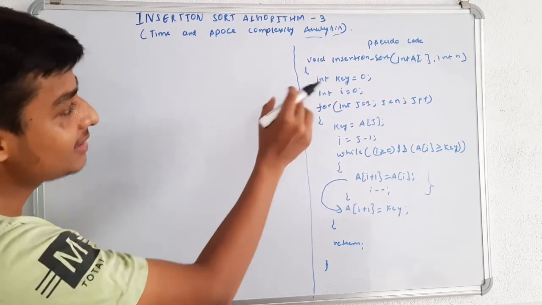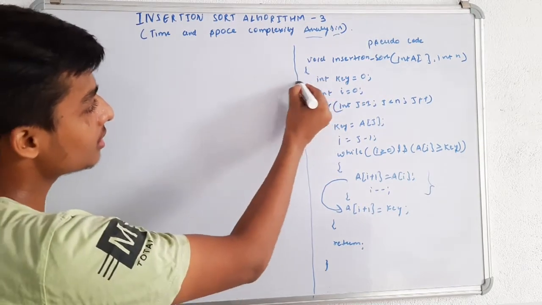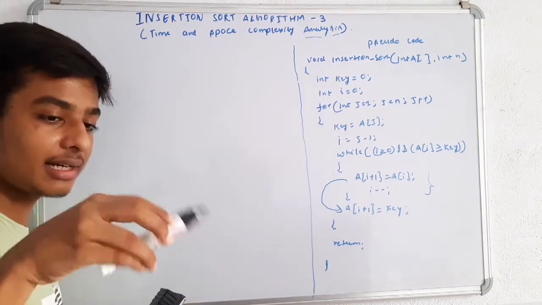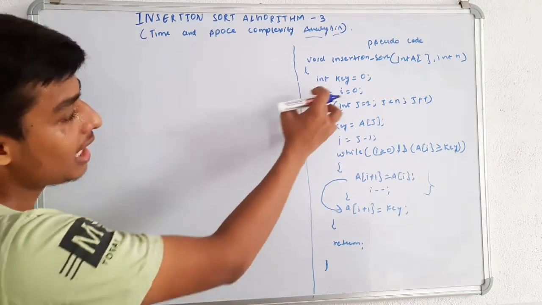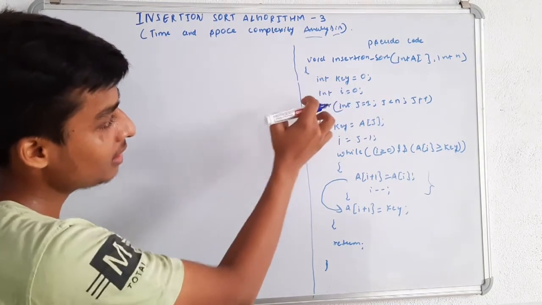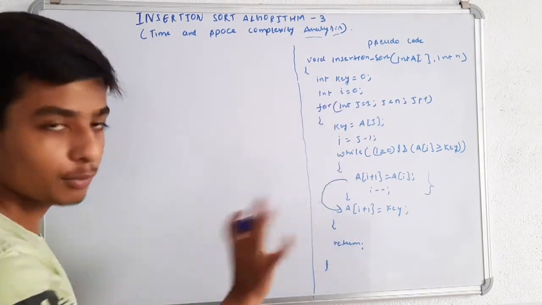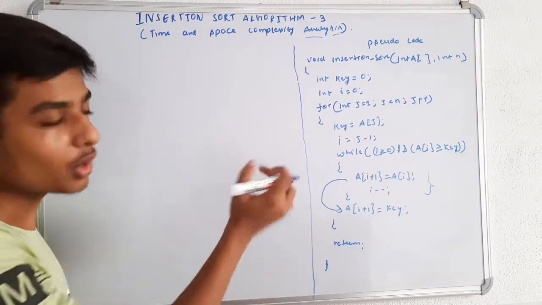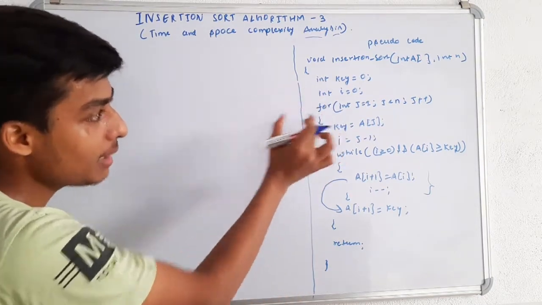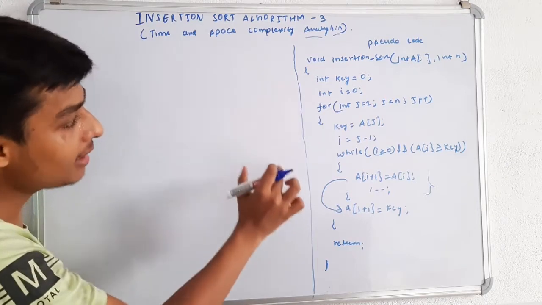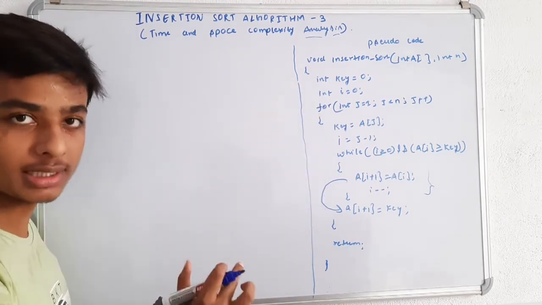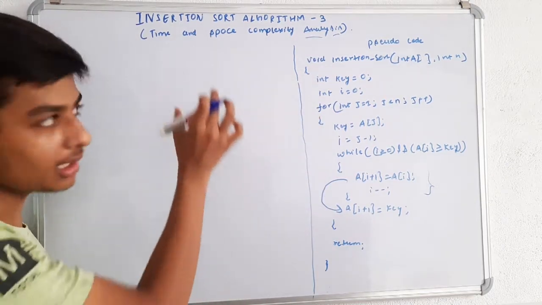So let's see the running time. Let's see that this is line 1, this is line 2, this is line 3, 4, 5, 6 and so on. We are going to see the running time of each line, and then we'll add all the running times of all the lines, and finally we'll get the time complexity of that.